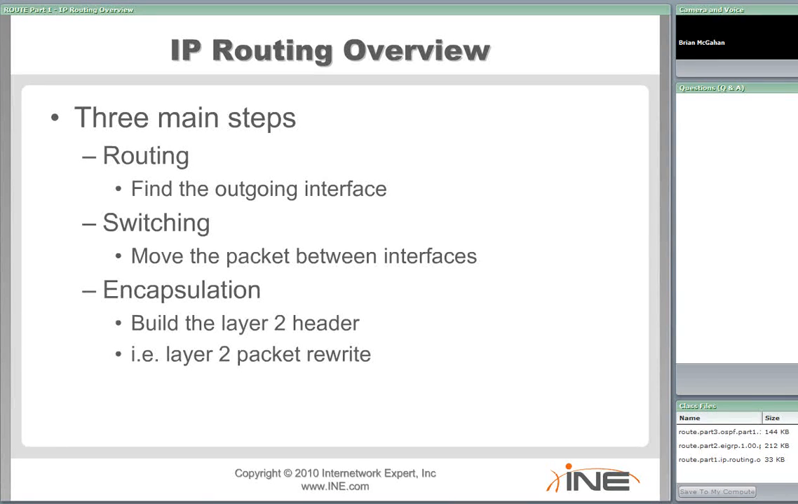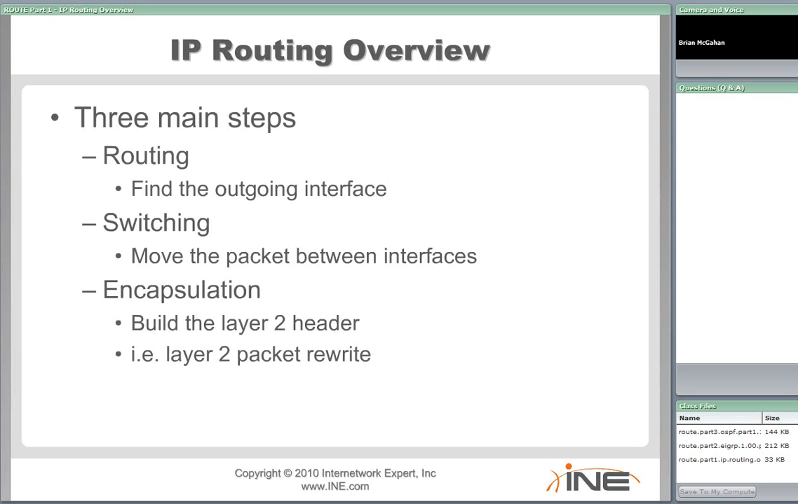We have the routing process, the switching process, and the encapsulation process. Now it's important to separate the three because there are different types of verification and different types of troubleshooting that we would go through if there's a problem in the routing process versus the encapsulation process. But technically, there are three separate operations that go on.